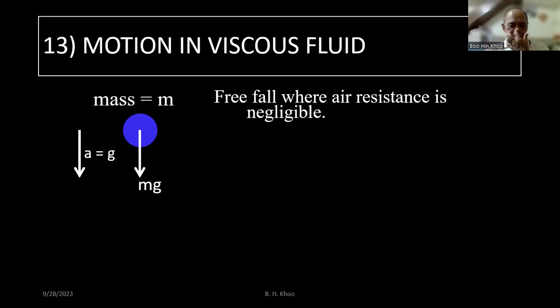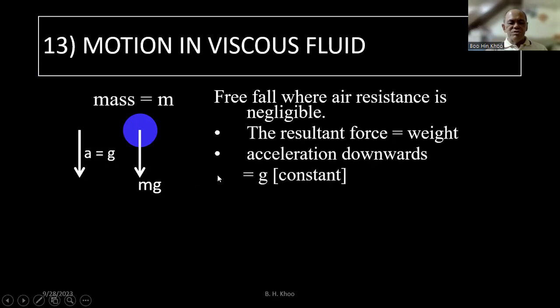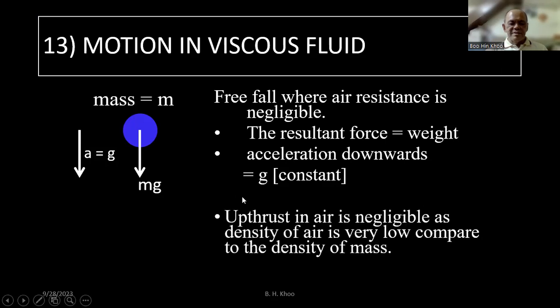Free fall where air resistance is negligible. Negligible means air resistance is zero. The mass of the object is m, and the only force acting is the weight, mg. Acceleration due to gravity is g. So the resultant force in this case is the weight, mg. Acceleration is downwards and equals g, constant. Right? If there is no air resistance, it's constant. Upthrust in air is negligible, as the density of air is very low compared to the density of the object.